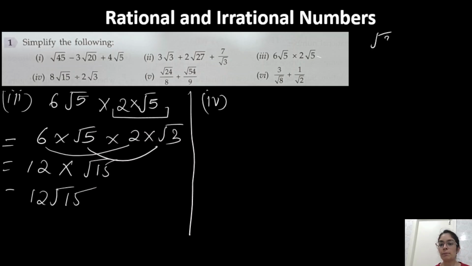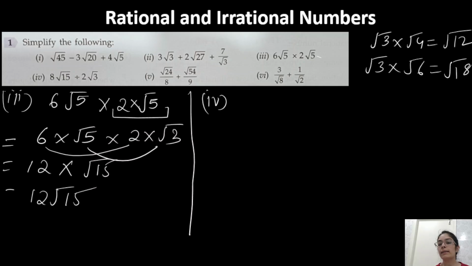If I am multiplying root 3 into root 4, its answer will be root 12. If I am multiplying root 3 with root 6, its answer will be root 18. So a square root of a number, we can multiply it with the square root of the other number, and the full answer we have to write under the root itself, like I have told you here. Now let's do the next one.